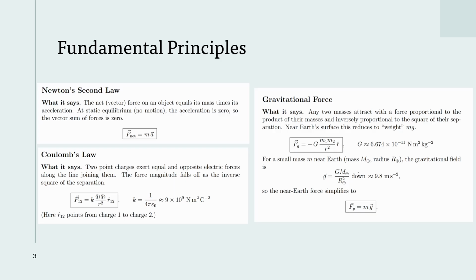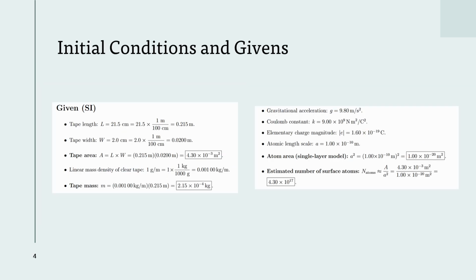We can justify these results to three fundamental principles. First, Newton's second law, which states that the net force on an object is equal to its mass times net acceleration. Coulomb's law, which essentially represents the electric force between two objects along a line in between them, proportional to the charges themselves and inversely proportional to the square of the distance between them. And gravitational force, where near the Earth's surface, it's mass times 9.8 meters per second squared pointed downward.